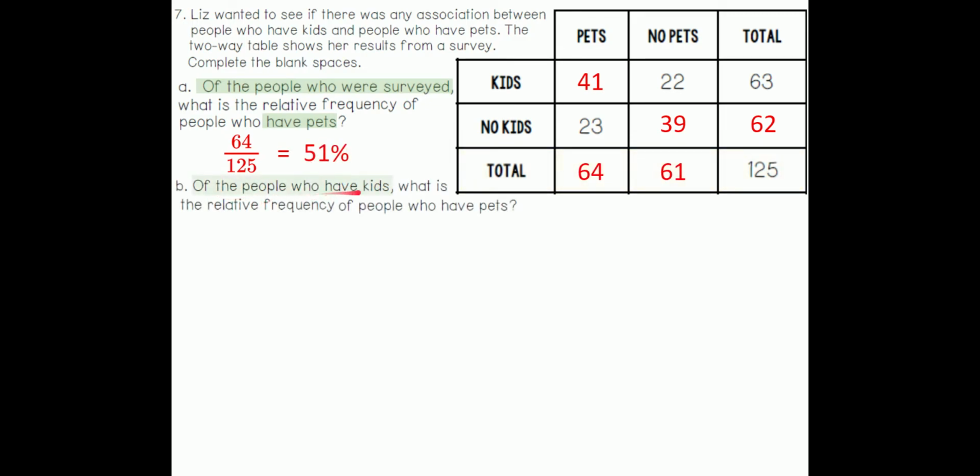Of the people who have kids, so people who have kids, that's this row. People who have kids, that's 63 people who have kids. What's the relative frequency of people who have pets? So 63 people have kids, 41 of them have pets. So 41 over 63. If you divide that and multiply by 100, you get 65%.